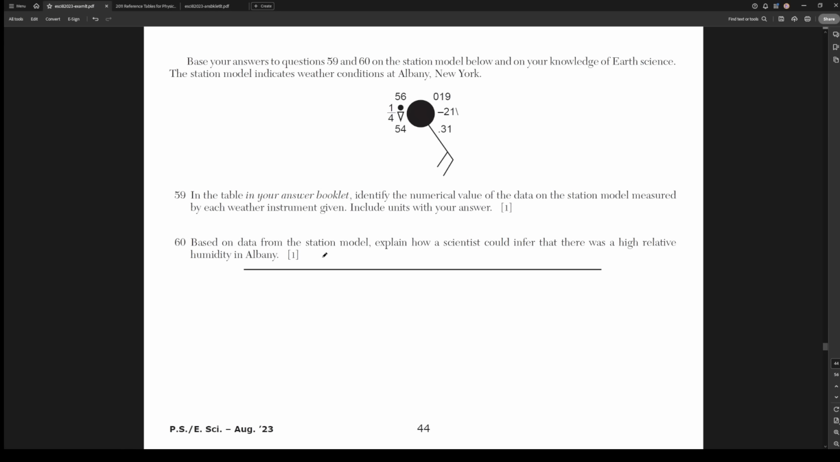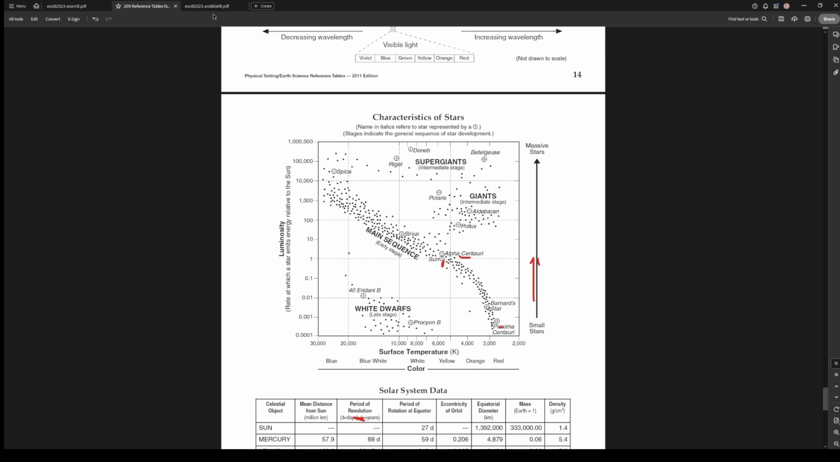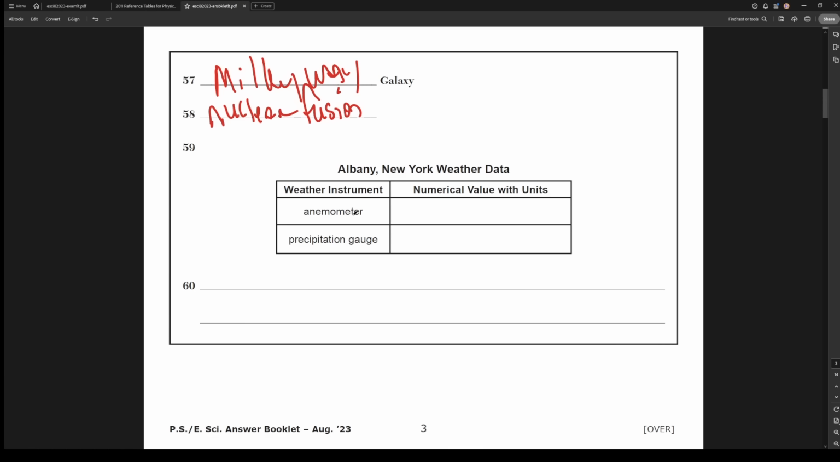59. Okay, we got a weather station. We like these. In your table, identify the numerical value of data on the station model measured by each weather instrument given. Include units. Okay, wow, this one's kind of hard. So you need to know here, an anemometer measures wind speed. It's like a two-part question because you got to know what these are. And this is obviously going to measure rain amount. And then you need to go to those spots on the weather station.